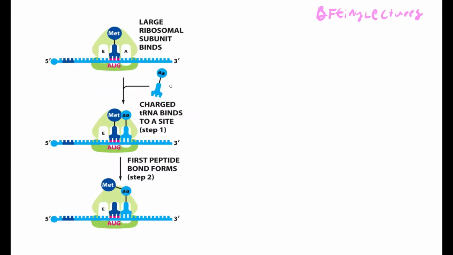And now, a charged tRNA can bind to the A site, and when this occurs, a covalent bond is going to form, because again, methionine is in the P site, and that has peptidyl, and peptidyl serves as a catalyst for peptide bond formation. So again, peptidyl serves as a catalyst for peptide bond formation, and that's in the P site.